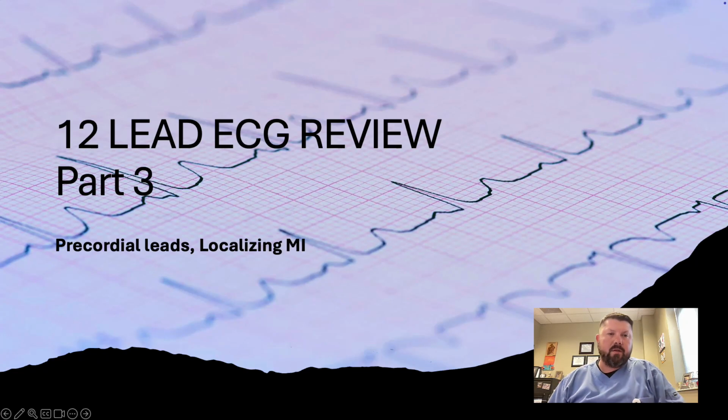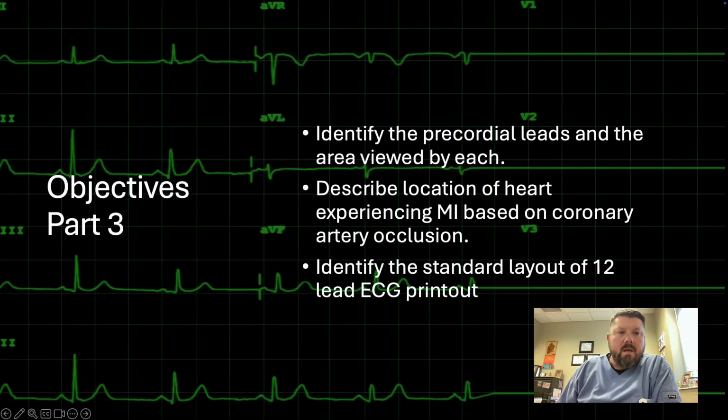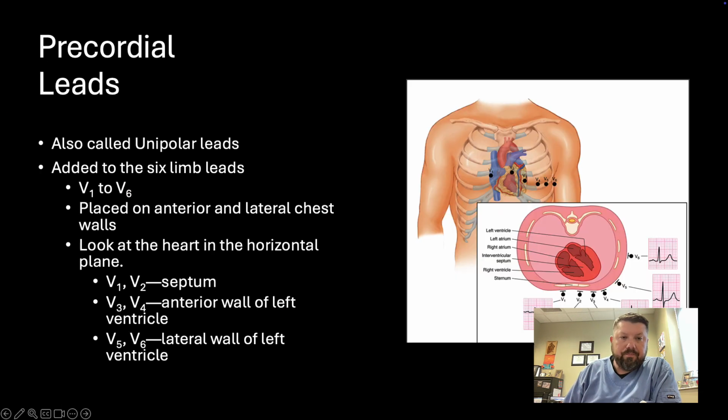In part 3 of the 12-lead ECG review, we're going to discuss briefly the precordial leads, V1 through V6. We're also going to discuss localizing the MI and the relation of the coronary arteries with the MI as you would see it on the 12-lead. So our objectives: identify the precordial leads and the areas viewed by each, describe the location of the heart experiencing the MI based on coronary artery occlusion, and identify the standard layout of a 12-lead ECG printout.